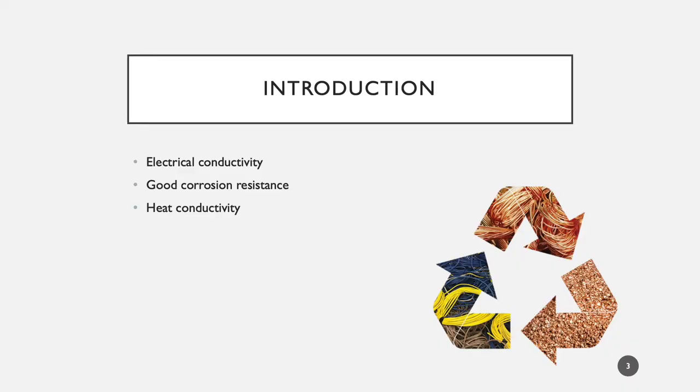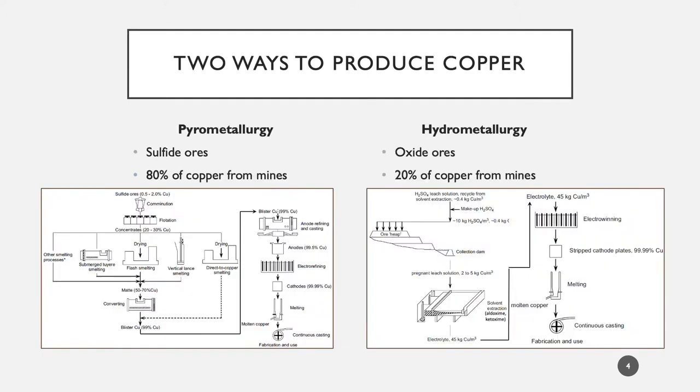First, copper is known for its excellent electrical and heat conductivity, as well as its very good corrosion resistance. It is also 100% recyclable, and about 80% of copper that has been produced is still in use nowadays. Now, there are two ways to produce copper. Sulfide ores are extracted using pyrometallurgy, and oxide ores are extracted using hydrometallurgy. About 80% of copper from the mines are extracted using a pyrometallurgical process, which is what I will be talking about today.